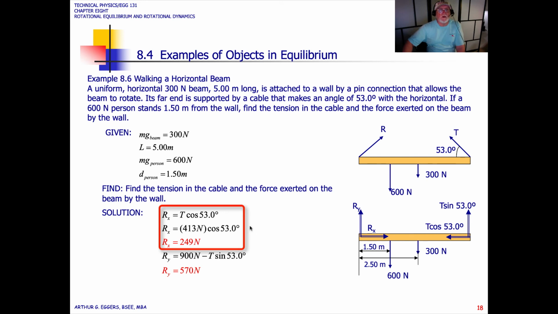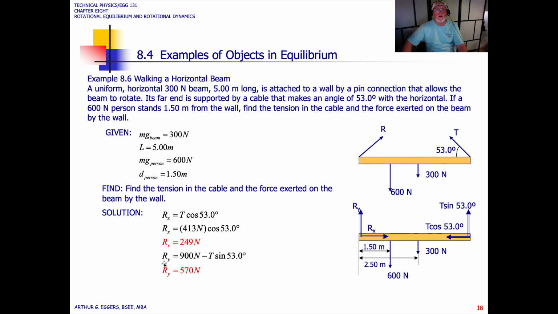Okay, so the next thing we're going to do is solve for the Ry and Rx terms. Remember, that is the rotation point on the near end of the beam. So R sub x is equal to T cosine 53 degrees. Okay, so R sub x in the positive direction, T cosine 53 in the negative direction. So we just solved for T, 413 newtons times the cosine of 53 degrees gives us R sub x of 249 newtons. So that's the x component.